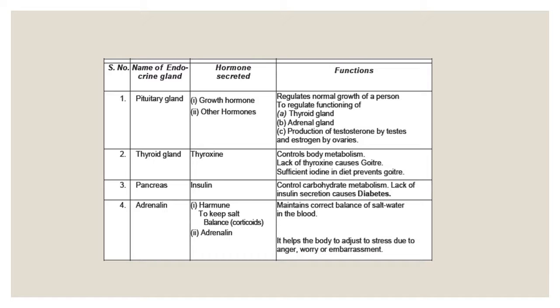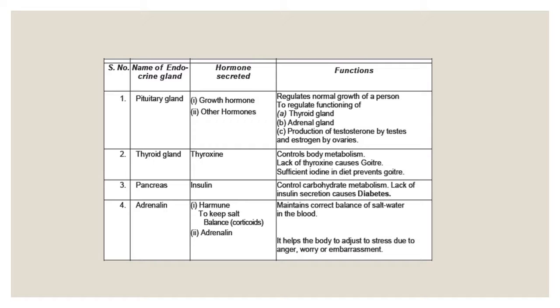Pituitary gland consists of growth hormone and many other groups of hormones, and they regulate the normal growth of a person, which can cause giantism and dwarfism. They regulate the functioning of the thyroid gland, adrenal gland, production of testosterone by testes and estrogen by the ovaries also. Thyroid gland secretes thyroxine. You must have heard about hypothyroidism and hyperthyroidism, which controls the body metabolic reaction.